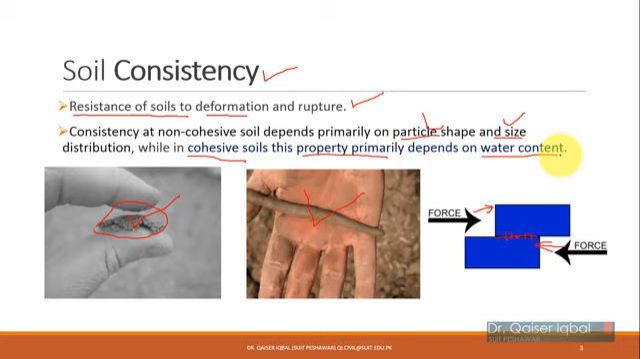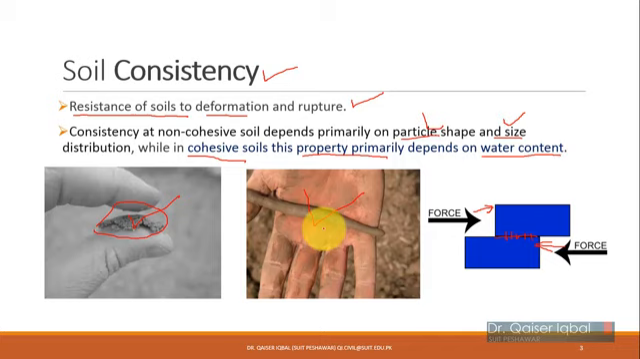You may have observed that in the case of clay soil, if you put water in it, you can easily mold it, you can easily play around with it, you can even make some toys, some kitchen utensils, some pots, etc. So if you increase the moisture content of a clay, its resistance to deformation reduces. If you keep on increasing, it will become mud and it will start flowing.